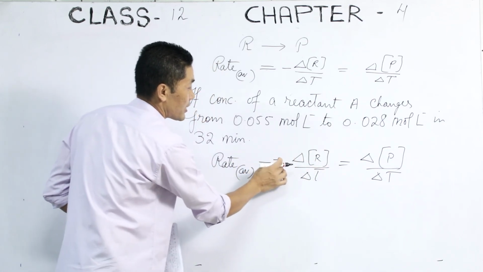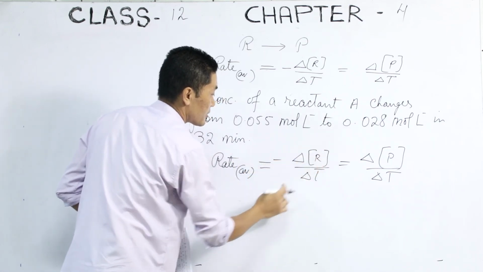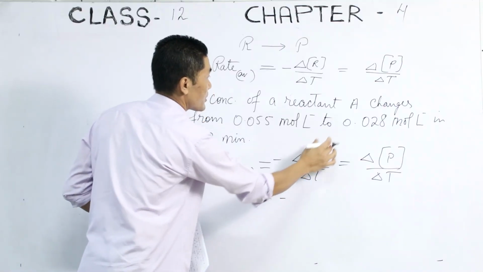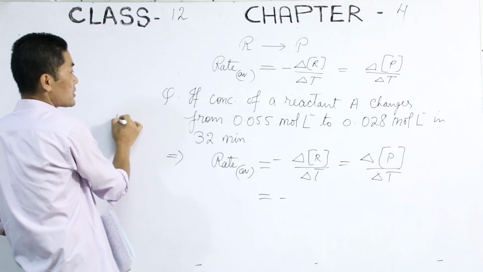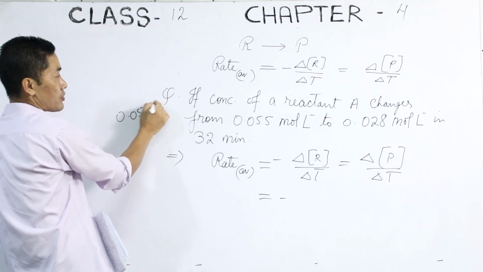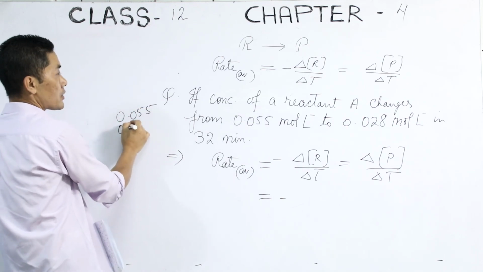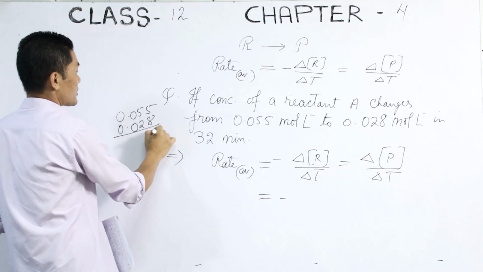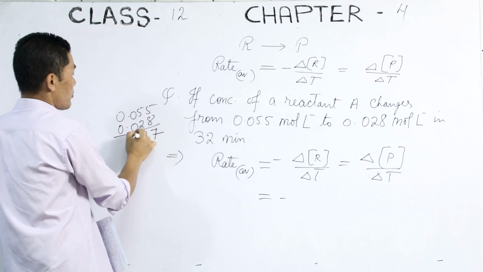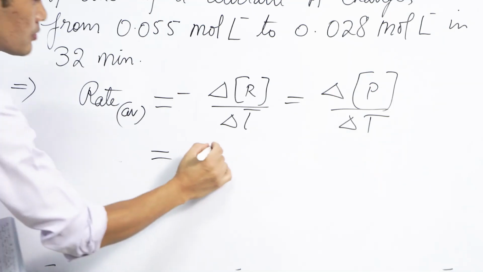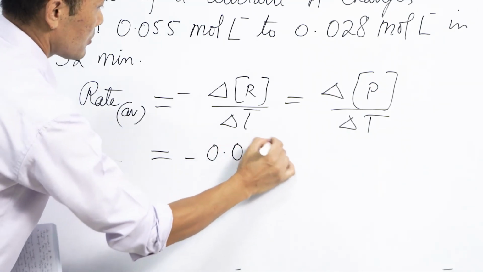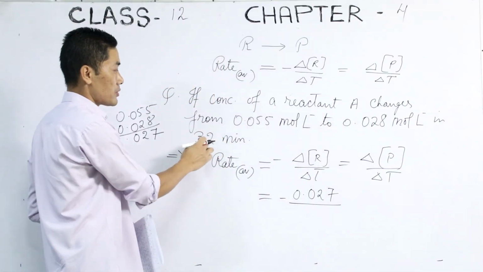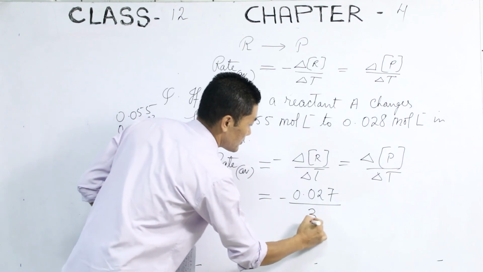Rate will be equal to negative of Δ[R] divided by Δt. Now, the change in concentration of the reactant changes from 0.055 to 0.028. So this gives us 0.027. The time taken, the change in time, is 32 minutes.